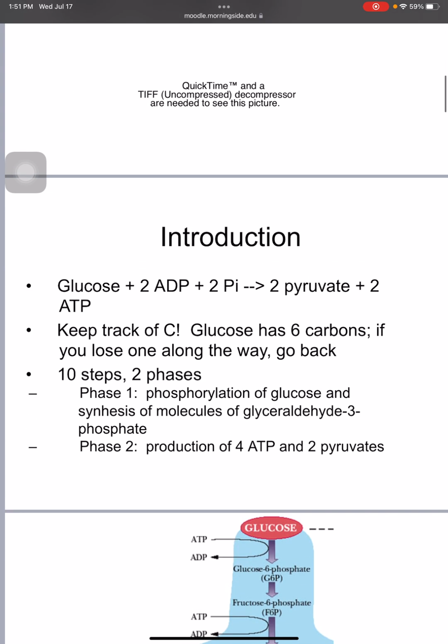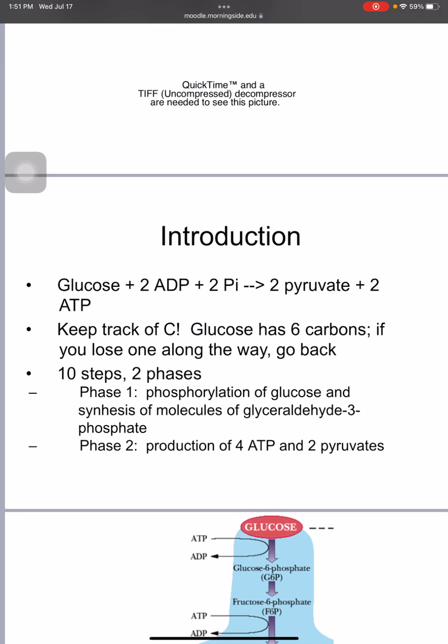All right, so this is going to be a series of organic reactions. The overall net, like I drew earlier, is basically that you're going to be taking glucose, and you're going to use 2 ADP and 2 inorganic phosphates to produce 2 ATP and 2 pyruvates.